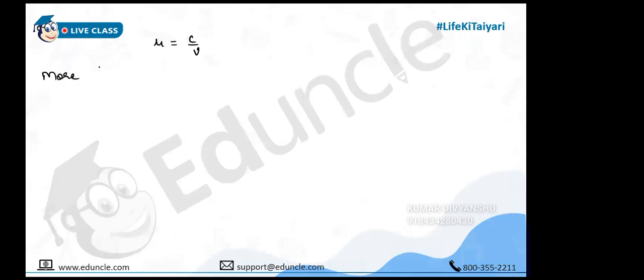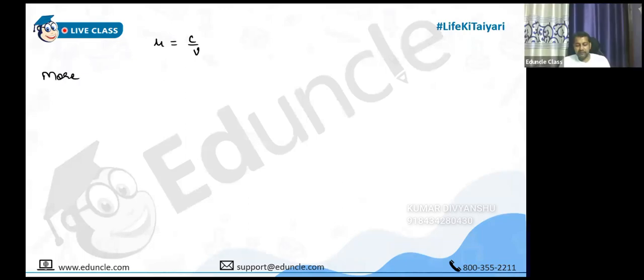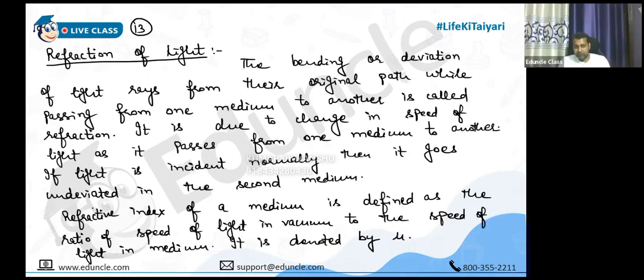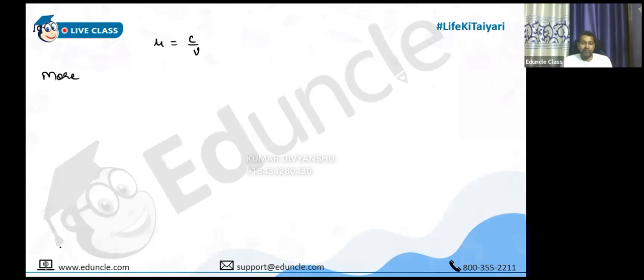What is the absolute refractive index? Obviously, the refractive index with respect to vacuum is called the absolute one. But otherwise, you also have the ratio; you always have the comparison. So the greater the value of refractive index, the denser the medium.